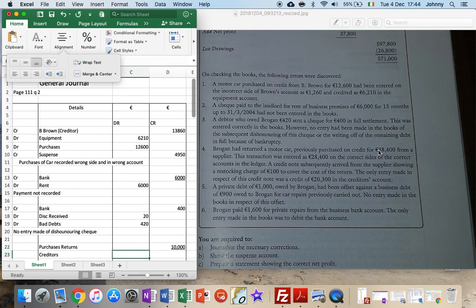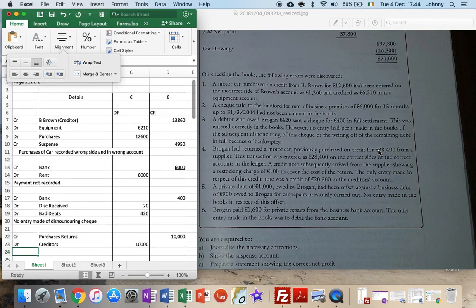And then creditors are people who I owe money to, and the people who I owe money to are creditors. And I owe those people less money because I returned goods to them. So I owe them 10 grand less. So that's going to be a debit. Okay. Next.